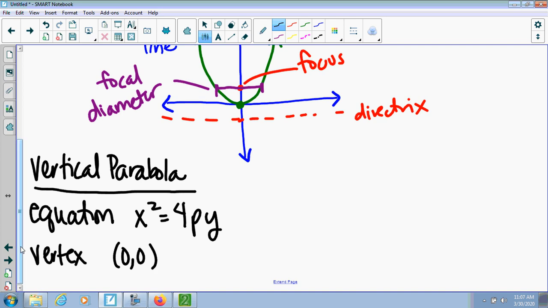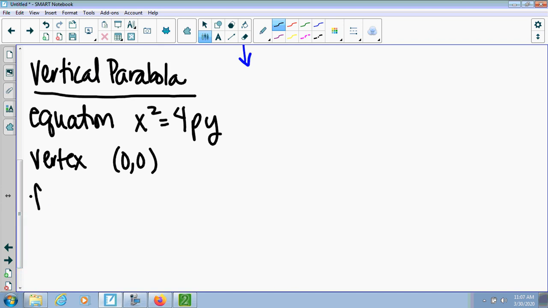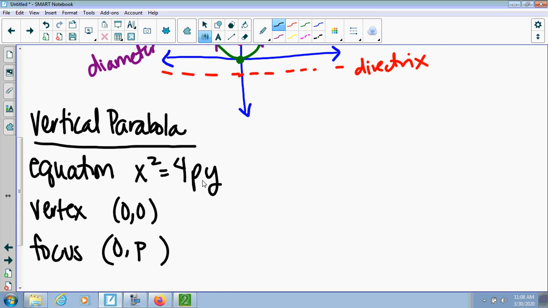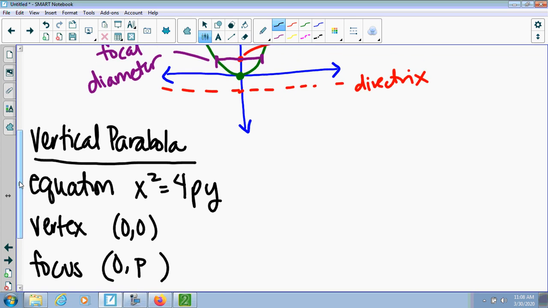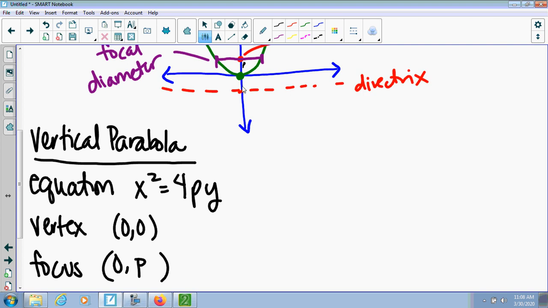Okay. Our focus is on the y-axis, so we know the x value is 0. And the y value, we're going to call that p. And we'll be able to find that in a minute using this equation. Okay? So if this distance is p, right here, this little distance is p, then this also has to be a distance of p, because these are equidistant from that point on the vertex.